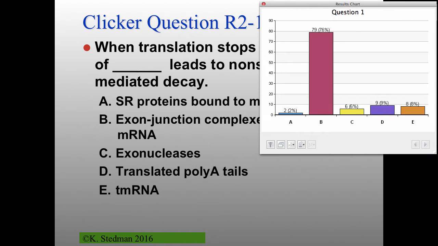So yes, it is the exon junction complexes. We'll talk more about SR proteins a little bit later on. So yes, we have B.